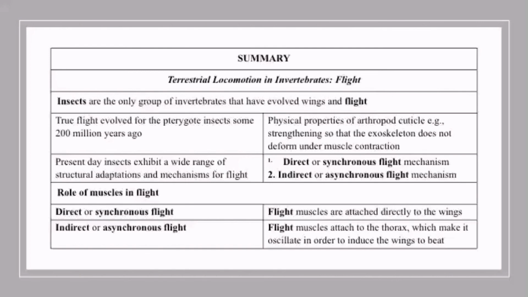Role of muscles in flight. In case of direct or synchronous flight, the flight muscles are attached directly to the wings. In case of indirect or asynchronous flight, the flight muscles are attached to the thorax, which make it oscillate in order to induce the wings to beat. So, this was all about today's lecture. I hope you well understood this topic.